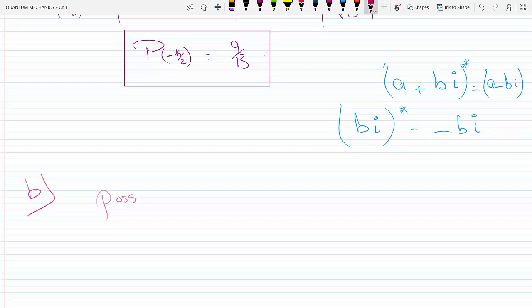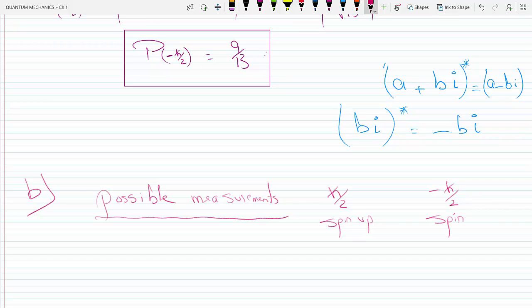Same thing. This is a spin-half particle. The possible measurements are still h bar over 2, the magnitude. So h bar over 2 for spin up, and minus h bar over 2 for spin down. Now for the probabilities, it's going to be the same thing. You're going to take the inner product, but you're going to be using the Sx matrix instead. It's a different spin matrix. There are 3 different matrices: Sx, Sy, Sz.